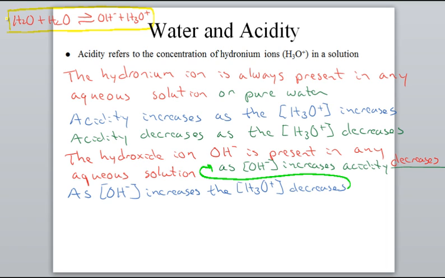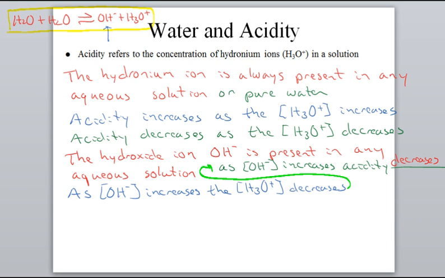So, if you change one of these concentrations, if you increase one, the other one is going to decrease to get an equilibrium ratio for this particular reaction. That's why in the statements above, where we said one increased and the other decreased, it's coming from this equilibrium, this reaction that occurs in any aqueous environment, whether it's pure water or some other mixture.